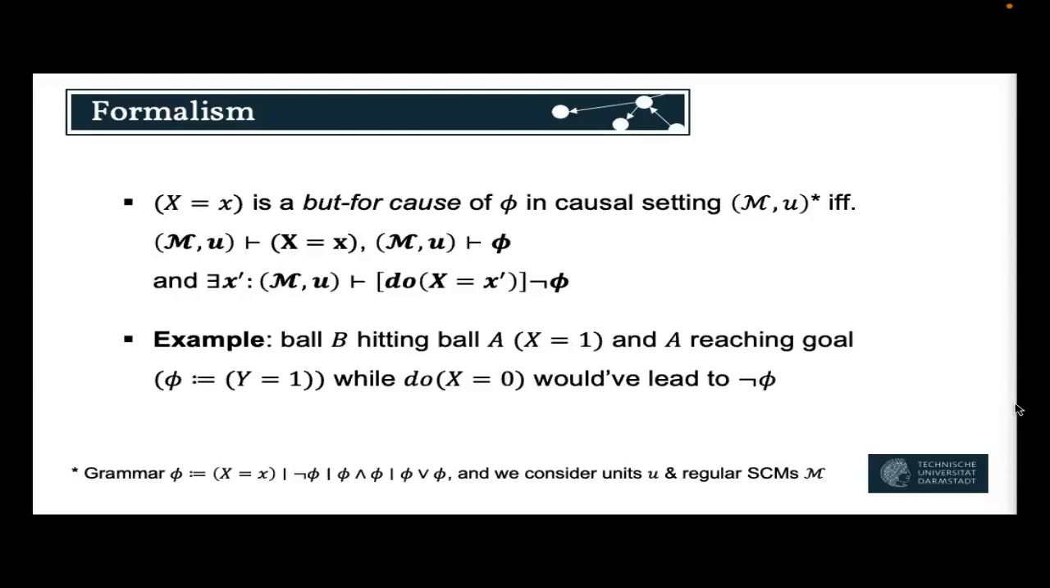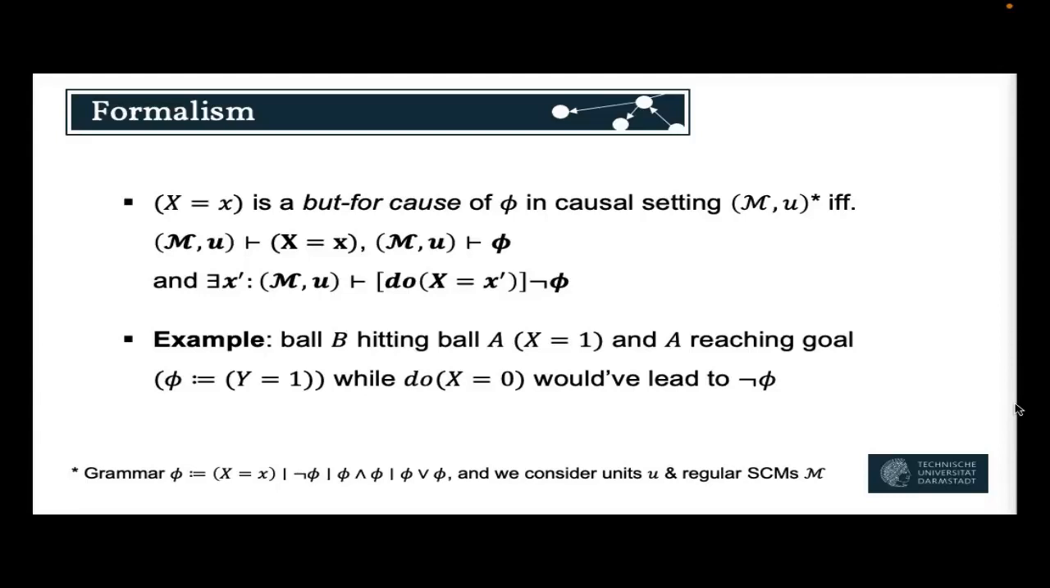Now you can actually express this more formally, right? And that's what I hinted at the beginning of this section, that this can get very dense and very abstract easily, right? But you're trying to abstract this concept. You're trying to capture it mathematically, right? We could have, for example, a grammar over some events, phi. This could be just some Y equals y. It could be the negation. It could be some kind of Boolean combination in terms of conjunction, disjunction, right? And now we say that some event X equals x is a but-for cause of this other event in a causal setting where M now is our regular SEM and U is a specific unit, if these two conditions hold.